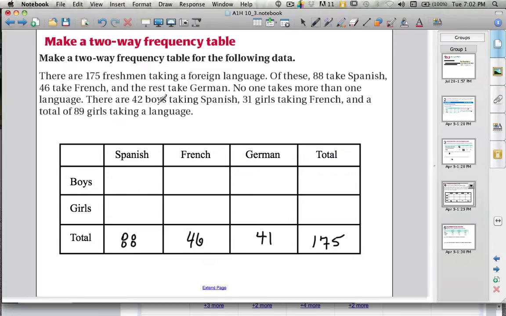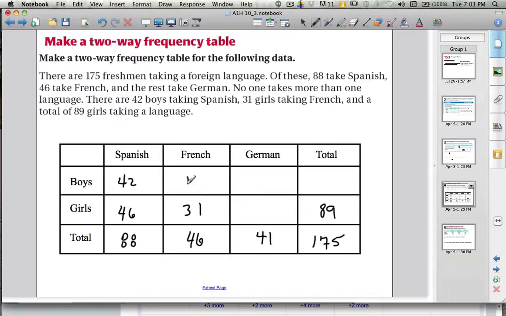There are 42 boys taking Spanish, 31 girls taking French, and a total of 89 girls taking a language. And this is enough information now for us to fill out the rest of the table. So for example, I know that if there are 42 boys and the total is 88, then there must be 46 girls because 42 plus 46 makes 88.